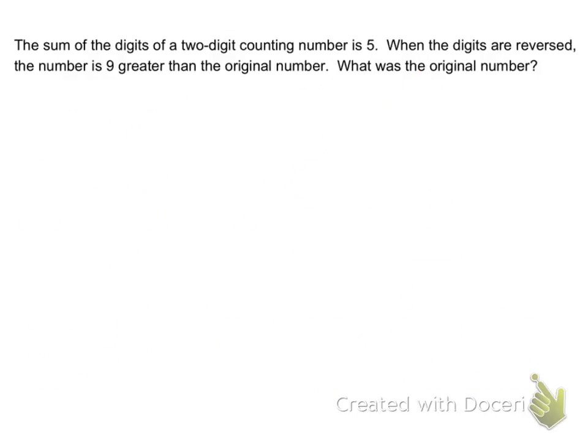So the sum of the digits of a 2-digit counting number is 5. When the digits are reversed, the number is 9 greater than the original number. What's the original number? This is interesting. So you know we have a 2-digit number, right?